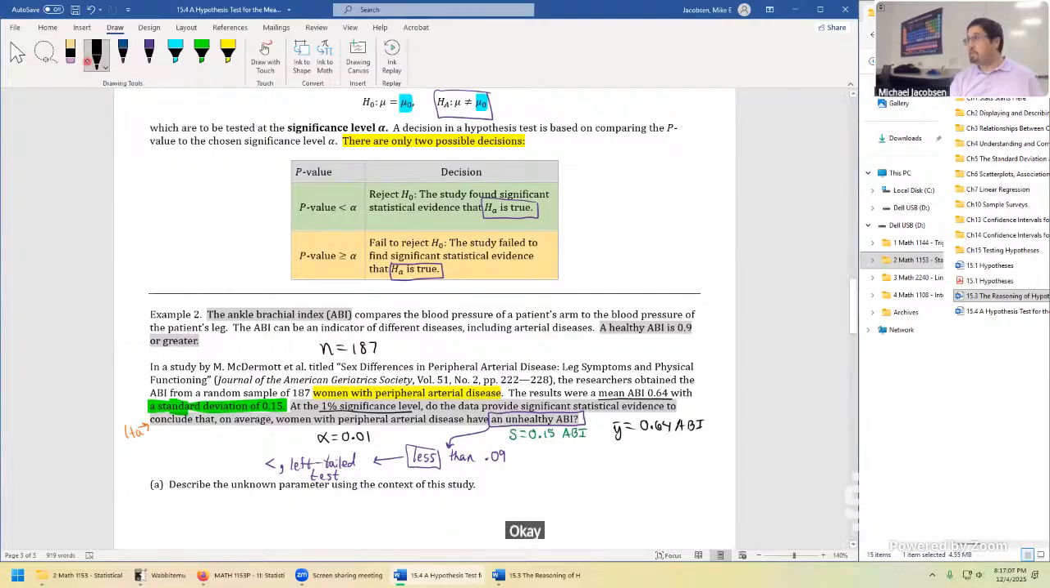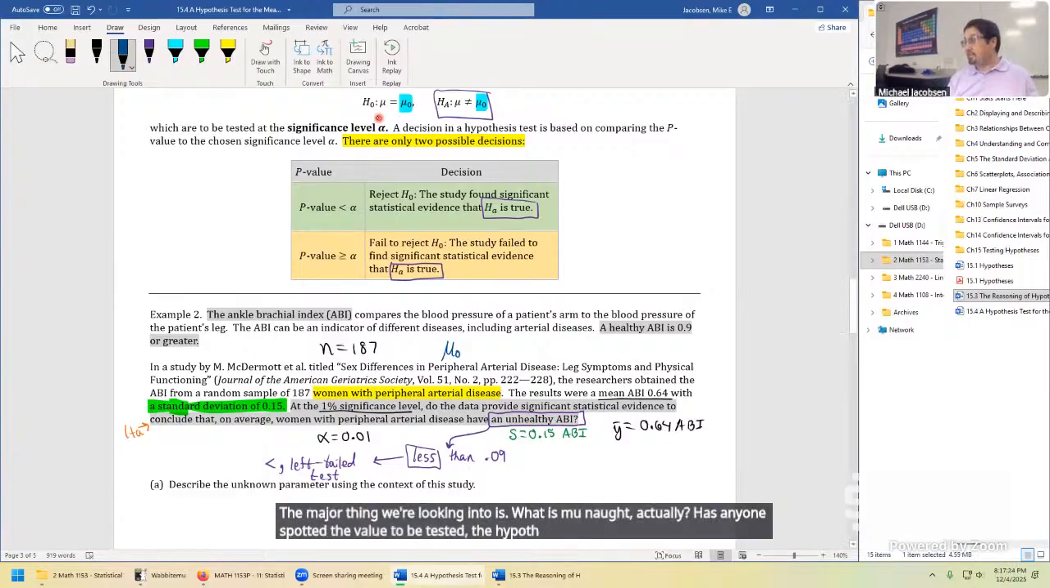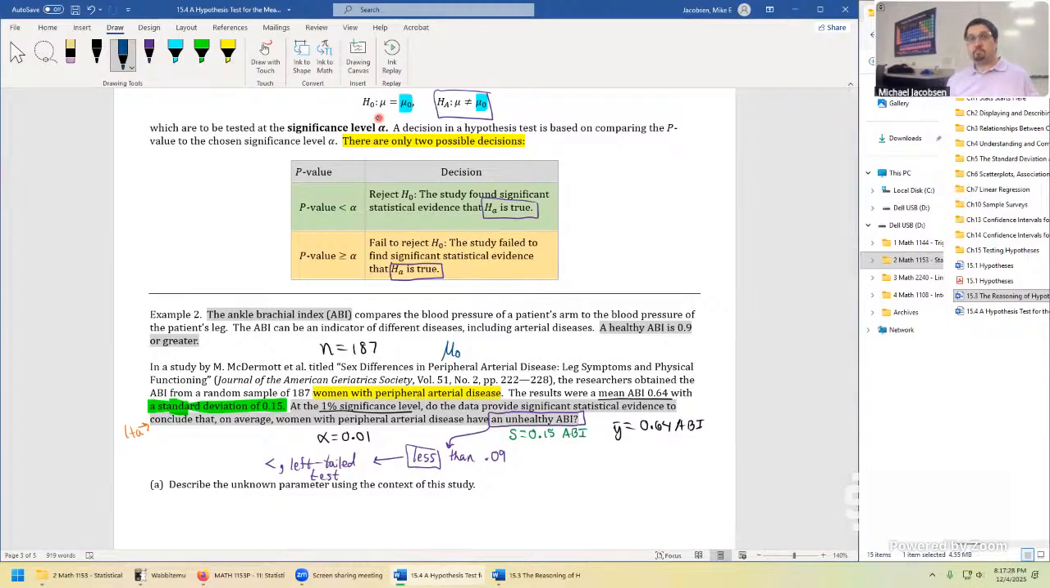Okay, we're still missing one big thing when we read through all of this. What is the null hypothesis? What is the alternative hypothesis? The major thing we're looking into is, what is mu naught actually? Has anyone spotted the value to be tested, the hypothesized value? Not quite, yeah, that was the sample mean. There's another number here that we used to determine if it was a left tail test.